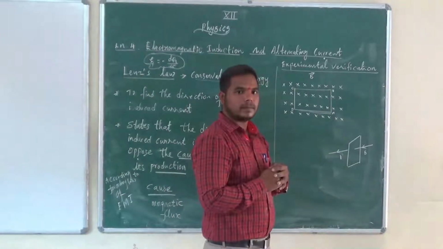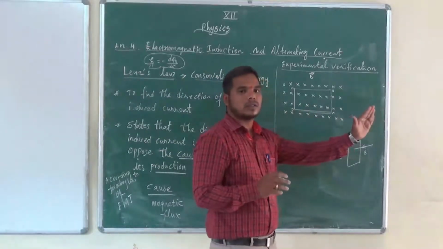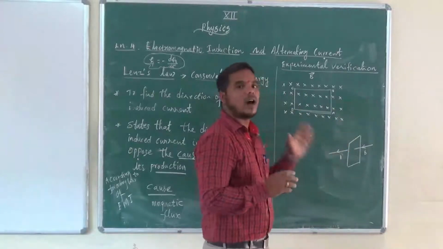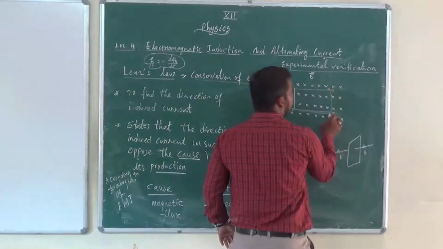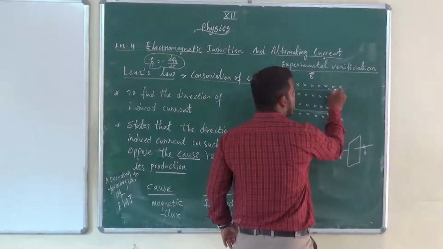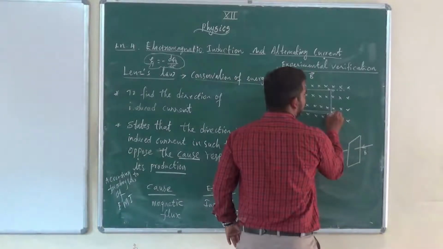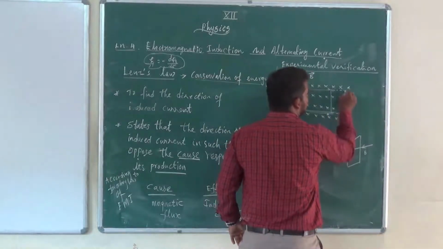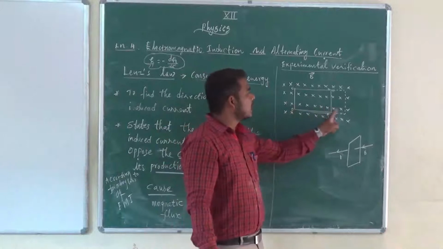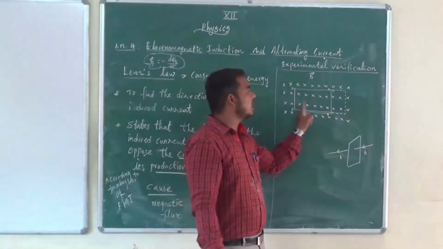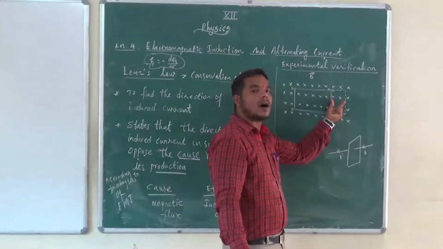Now the arm AB moves towards the magnetic field, or moves out towards the right side of the magnetic field. Here the arm AB moves towards the magnetic field. So what happened? The length of the rectangular loop increases. Not only the length of the rectangular loop increases, the magnetic field area also increases.